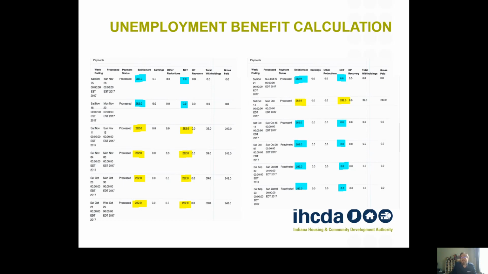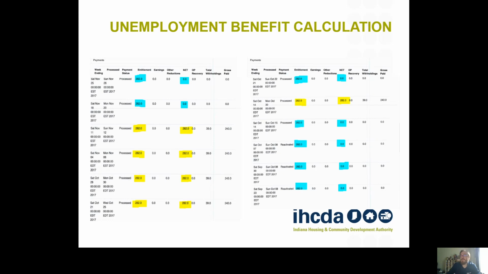So what we're going to do when it comes to unemployment, it is a little bit, I'm sorry, I'm blanking on my words, unintuitive or counterintuitive, but you are going to take the net rather than the gross. Alternatively, you could take the gross and the total withholdings, which will add up to that net. But the best practice is to just take that net because that involves less addition.